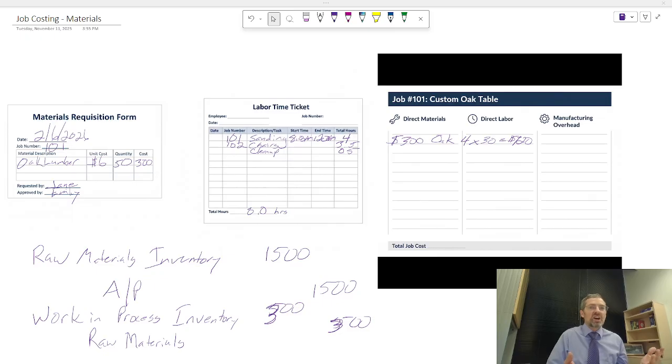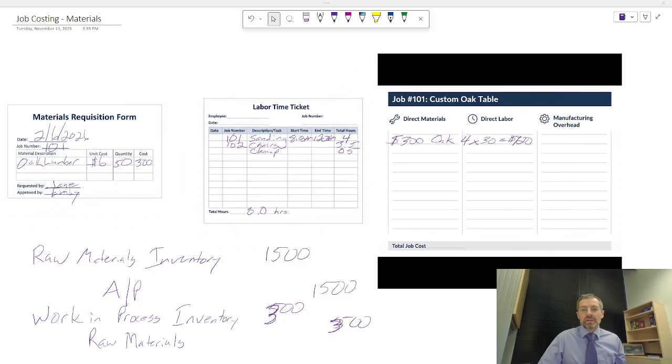Again, we talked about tracing glue to the table. We don't want to fill out a requisition form and make the accountant put in 3 cents worth of glue on the table. So we're not going to do that. We call those indirect costs.